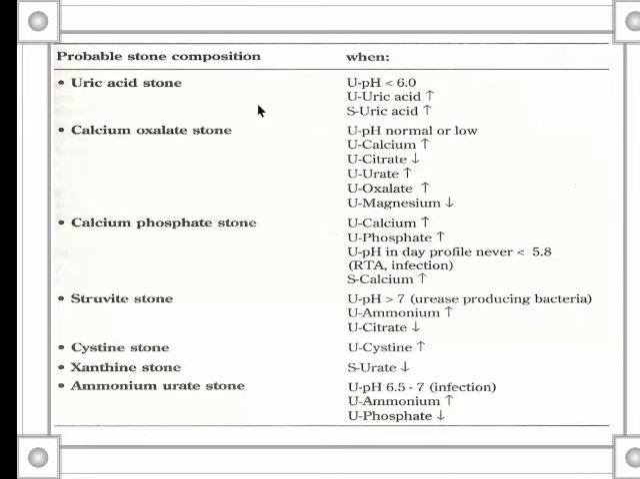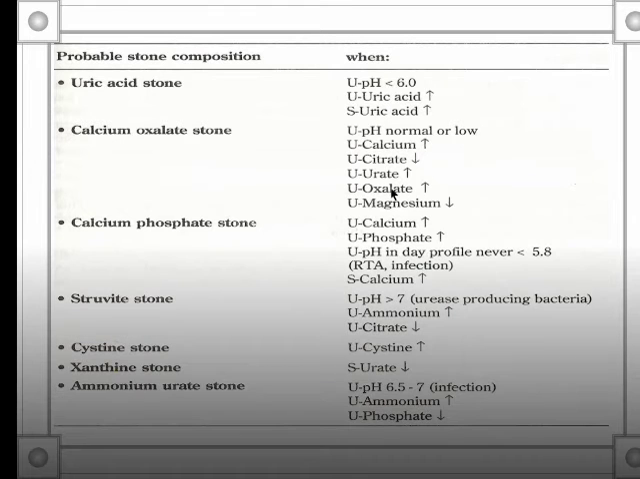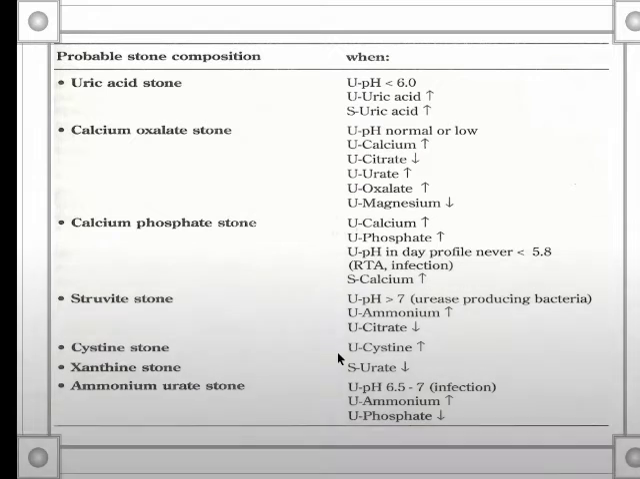This is how you will interpret the results of urinary levels of these various signs and pH and serum levels to detect which type of stone the patient is harboring.